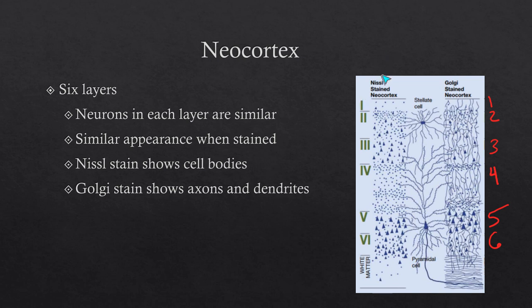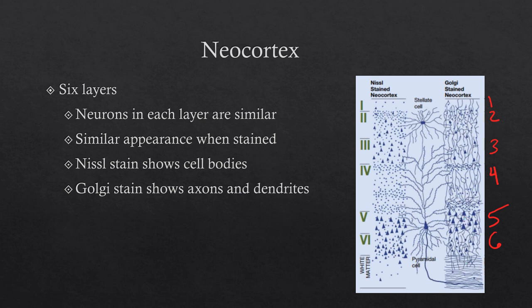Even if you were to take out these numbers, you can still tell just from these stains that these look like they belong together, these look like they belong together, and these do, although it gets a little less clear in the more superficial layers. Basically, the neurons in each layer are grouped into a layer because they appear similar when they're stained. These 2 different stains are showing the same thing: the Nissl stain showing the cell bodies, and the Golgi stain showing axons and dendrites, more so than cell bodies.